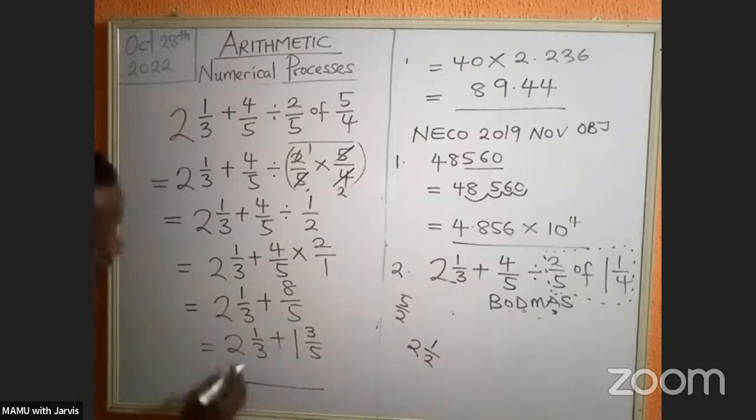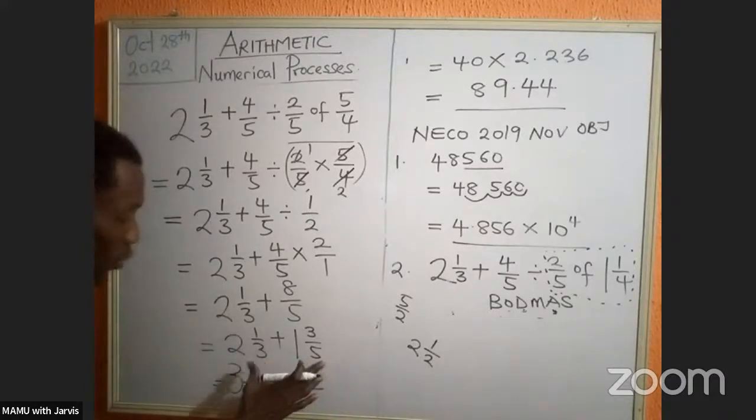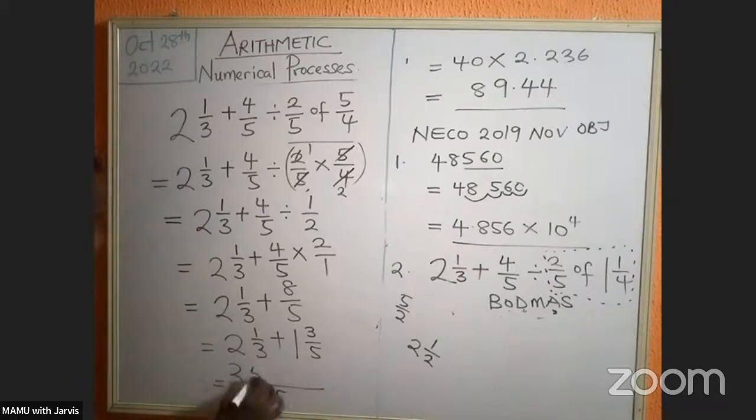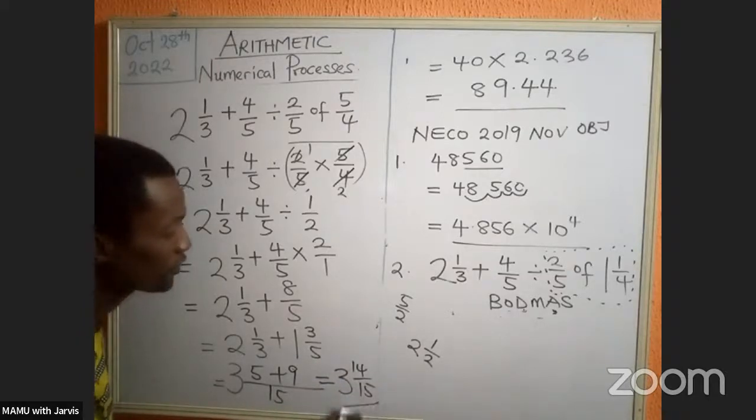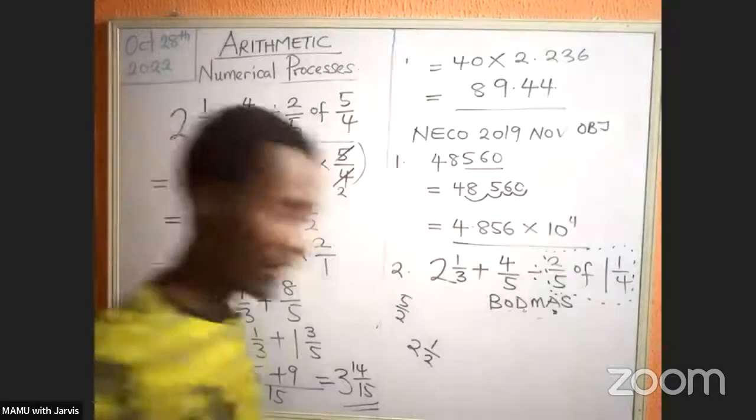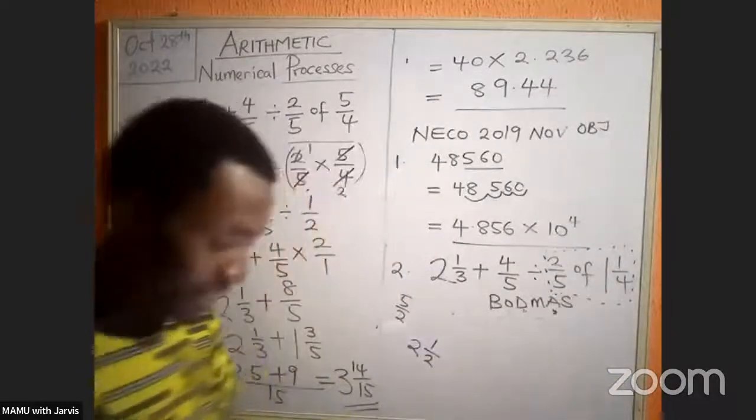So what is the LCM? 2 plus 1 will give me 3. The LCM will be 15. 3 and 5 are prime numbers, so we can just pick the LCM as multiplying 3 times 5. So this will give me 5. 15 divided by 3 will give me 5 times 1, plus 15 divided by 5 will give me what? 3, plus 3, that will give me 9. My answer becomes what? 3 and 40/15.